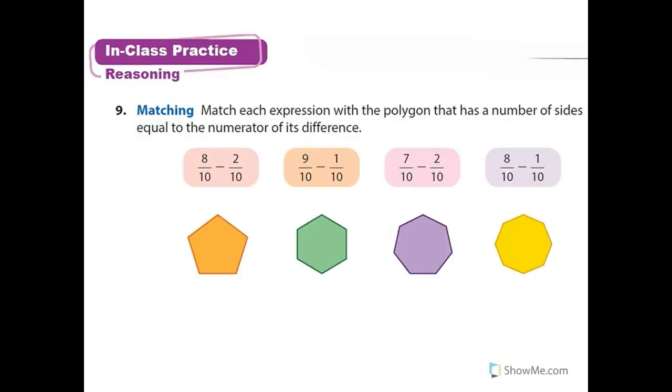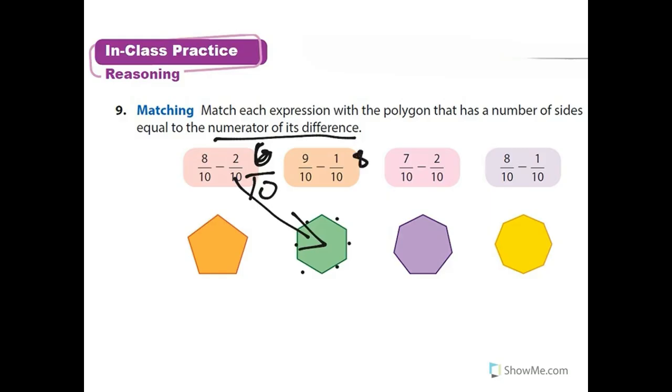Alright, let's go to number 9. Match each expression with a polygon that has a number of sides equal to the numerator of its difference. So let me show you the first one. We got 8 minus 2. That's going to be 6/10. Which one has 6? 1, 2, 3, 4, 5, 6. So boom, right here. That's what you're doing. All right, do the next 3, and then we'll go over it.